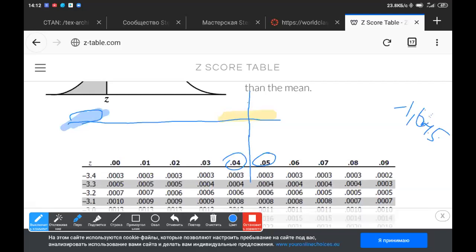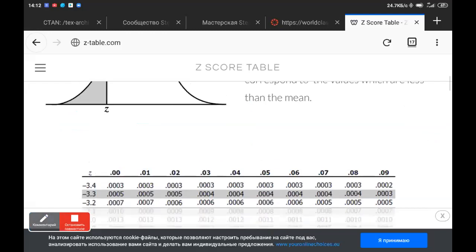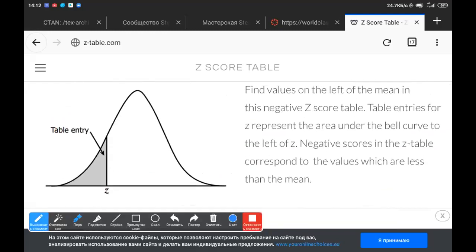That's the usage of the Z table. So in your books, you have another kind of Z table. Again, let me clear it. Here you can see that the values in the table are for this part, for the tail.